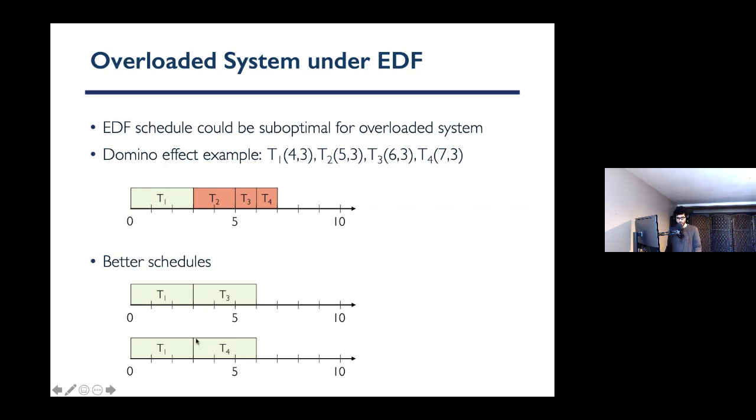Either of these 2 schedules is better. If you do T1 and T3, or T1 and T4, you can meet their deadlines, and then you miss T2 and T4 in this case, and T2 and T3 in the other. But at least you can guarantee that you meet T1 and T3's deadlines, or T1 and T4's. So that's the downside of EDF. It doesn't really say much if you have an overloaded system. There is no guarantee that you can maximize the number of tasks that meet their deadlines.